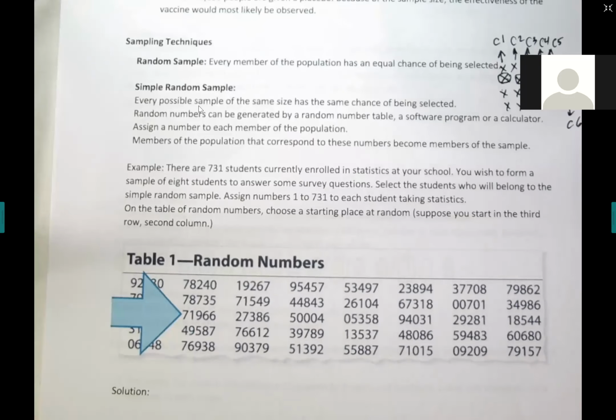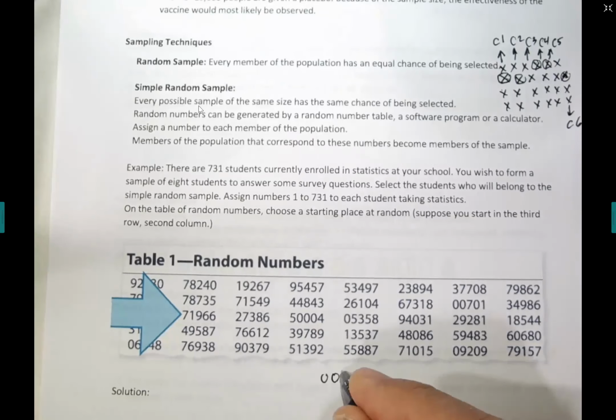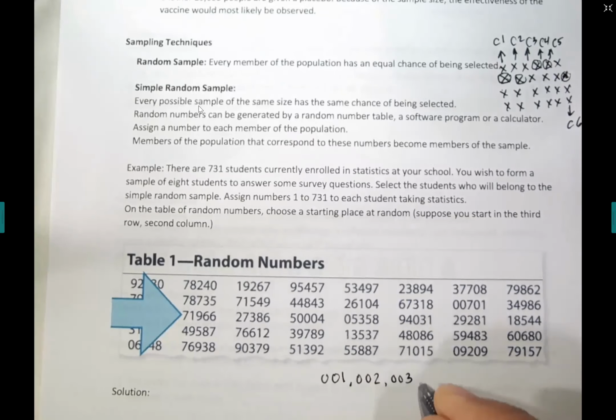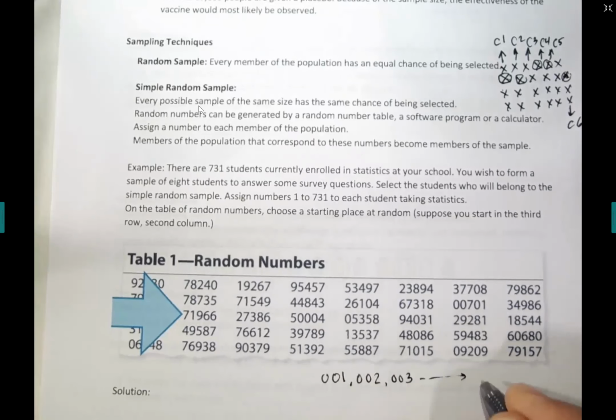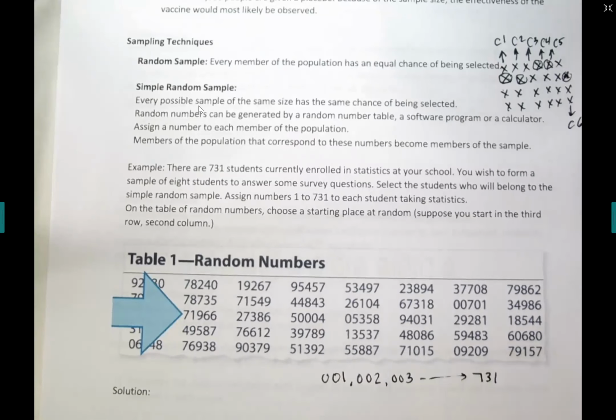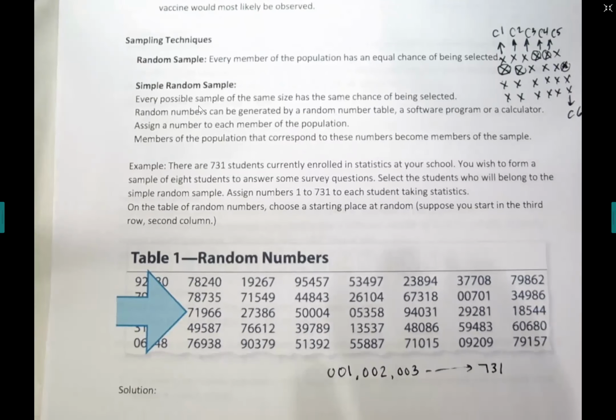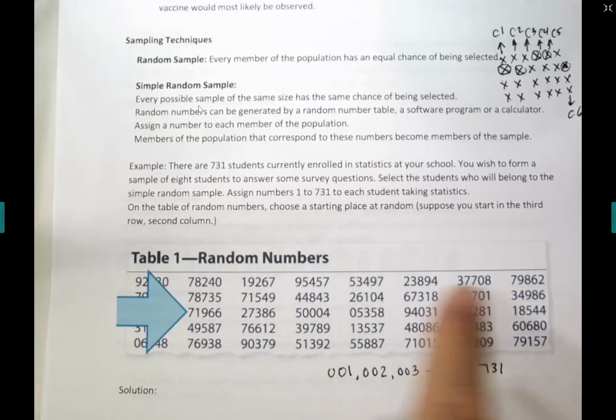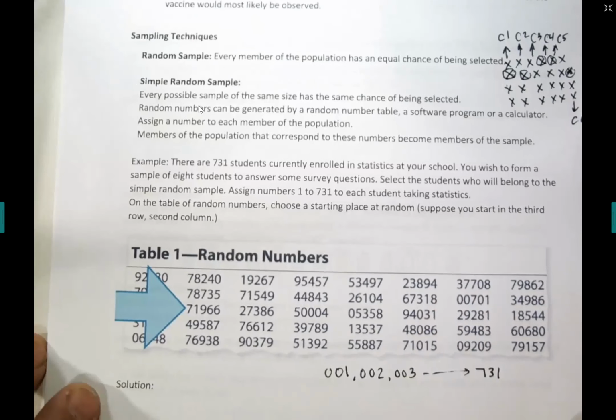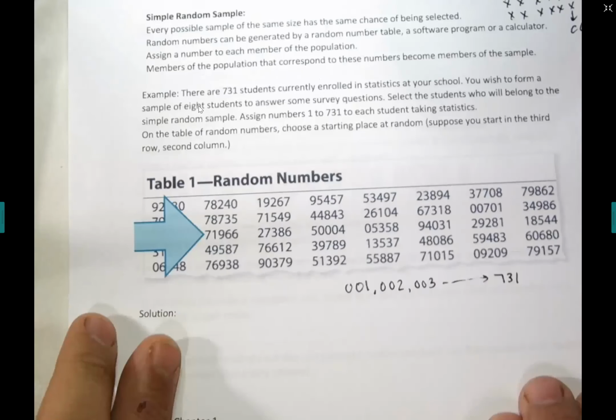We can number the students from 1 to 731. But since I have 3-digit numbers, guys, number 1 should be labeled like this, 001. And then 002, and then 003, all the way to 731. And let me show you how a statistician used to use random numbers when technology was not available to select random samples. This is the table right there. It's a bigger table, guys, but I just took a screenshot of a part of it. Let me show you how I can pick 8 students at random.